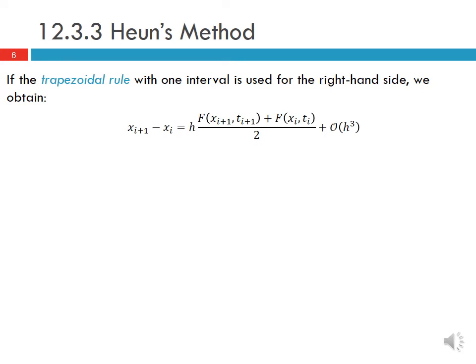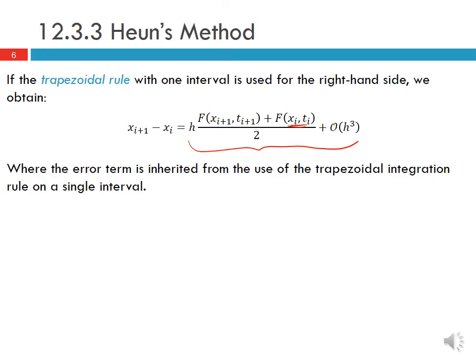Now we can use the trapezoidal rule, which was one of the methods for numerical integration that we introduced in the previous chapter. If we write the trapezoidal rule for one interval between t_i and t_{i+1}, we get the expression shown here: x_{i+1} minus x_i is equal to h times f evaluated at x_{i+1}, t_{i+1} plus f evaluated at x_i, t_i, divided by 2, and this is order h cubed. This error term, order h cubed, is inherited from the use of the trapezoidal integration rule on a single interval.